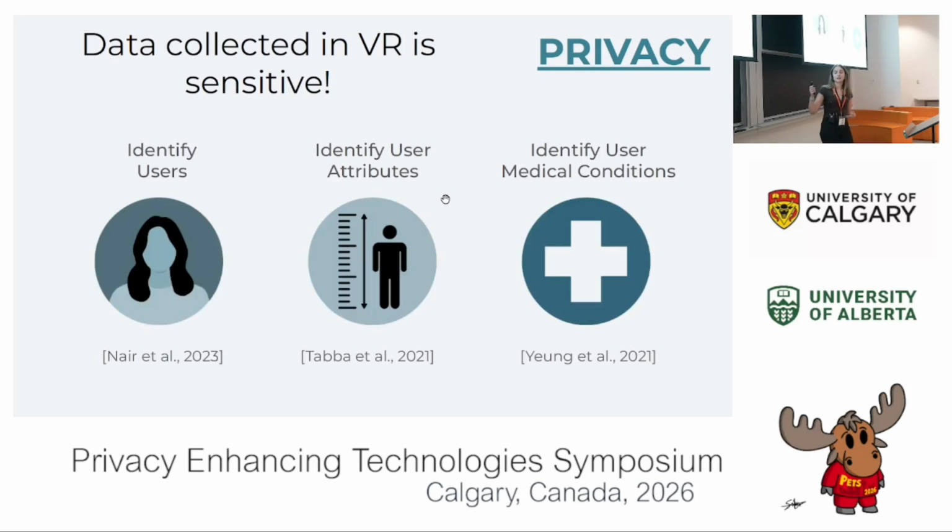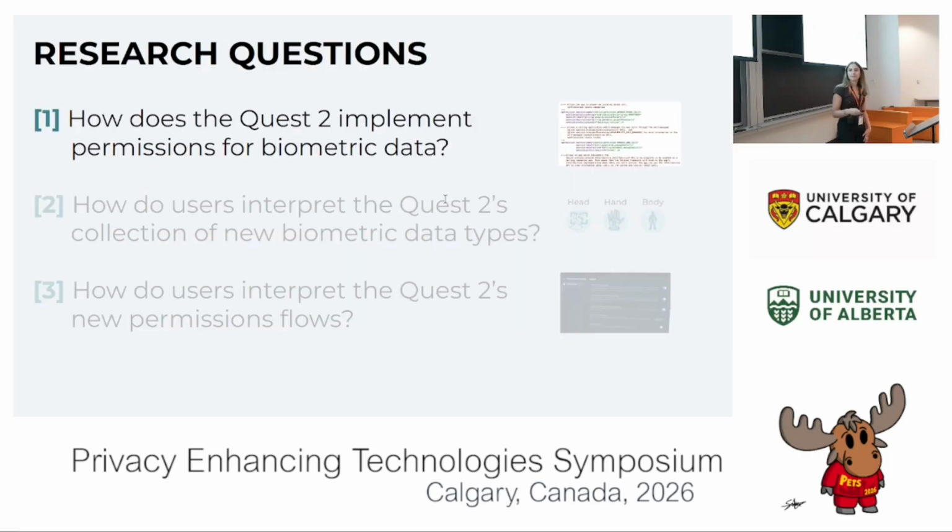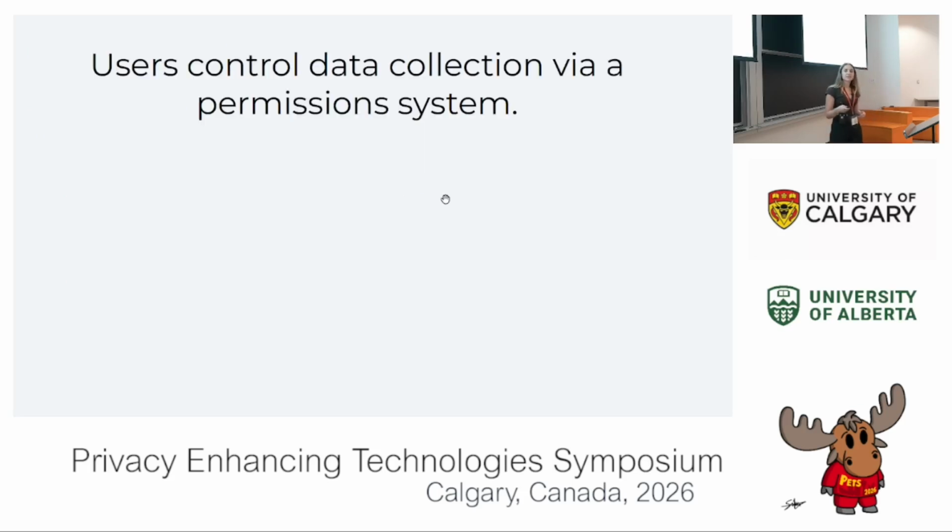Previous work has introduced some privacy side effects of that. So we've seen this data can be used to identify users, to identify their attributes ranging from physical to mental attributes, for example, cognitive load, to medical conditions ranging from anxiety to Parkinson's. And so this led us to want to investigate how the Quest 2 implements permissions for biometric data. Because permission systems are the primary mechanism by which users can control access to their data.